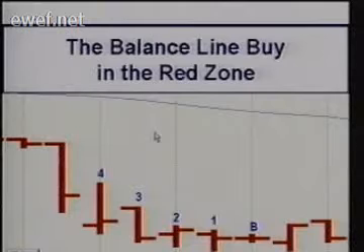So reviewing today, what we've covered is the effect that the zones have on the balance line buys. And it's very easy. If you're in the red zone, you make it doubly hard to buy in the red zone. If you're in the green zone, you make it doubly hard to sell. In the gray zone, it doesn't matter. When you're selling in the red zone, it doesn't matter. When you're buying in the green zone, it doesn't matter.